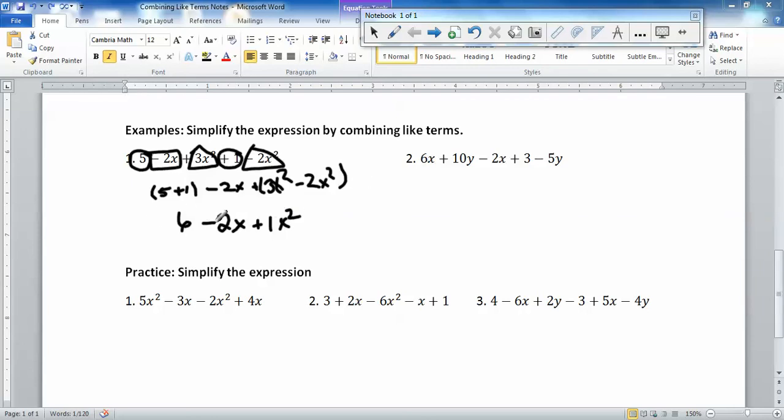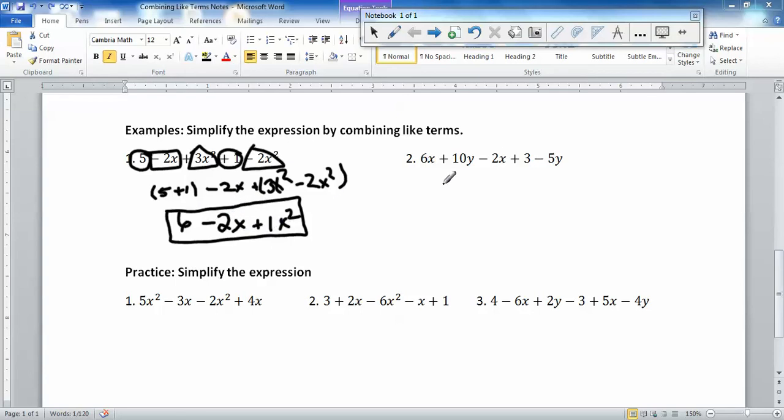Okay, and since there are no other matching like terms, that means that this is my final answer. It's as simplified as it gets. Okay, and that's my goal. I want to condense it. The last thing you want to do is try to solve these. There's no reason to. There's no equal sign, right? That's the biggest mistake I see. No one should try to solve this. You're just simplifying. Get it as condensed as you can.